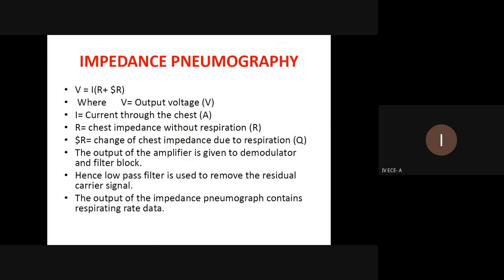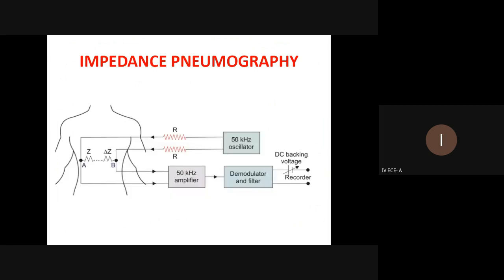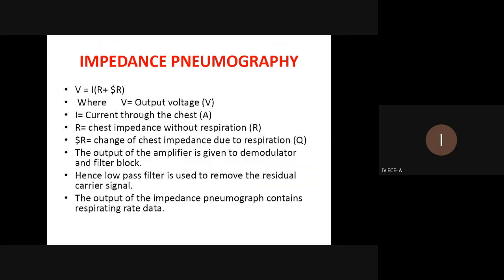That is, the change of impedance, delta Z, is equal to the change of chest impedance due to respiration, excluding the basic chest impedance without respiration. This is the experimental setup of impedance pneumography.